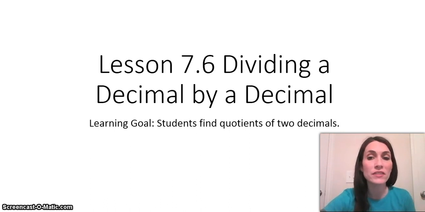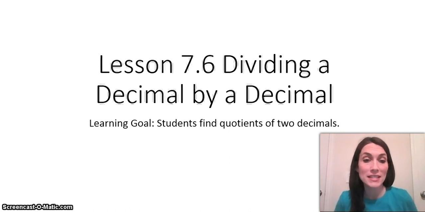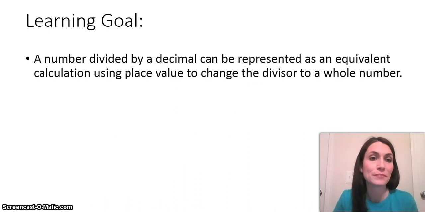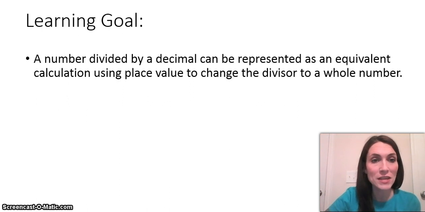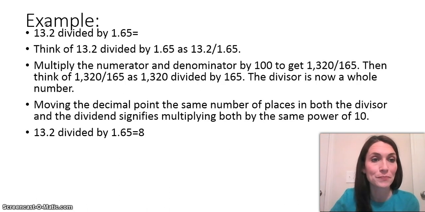Welcome to Lesson 7-6, Dividing a Decimal by a Decimal. Our learning goal will be to find quotients of two decimals. Our other learning goal will be to understand a number divided by a decimal can be represented as an equivalent calculation using place value to change the divisor to a whole number. And this is really what we were working with in the last lesson of 7-5. So we'll continue this. And let's go ahead and take a look at our first example.